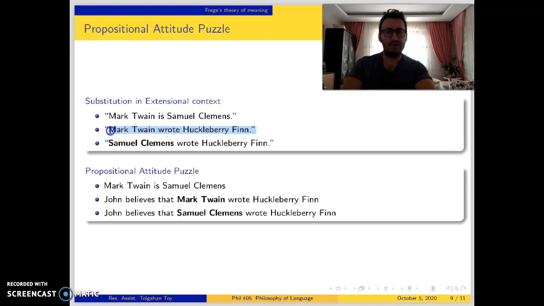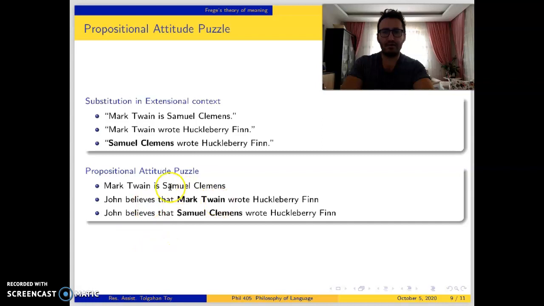So the reference of this sentence, which is its truth value, suppose this is a true sentence: Mark Twain wrote Huckleberry Finn. Reference of this sentence depends on the reference of its parts, like the reference of Mark Twain. Since reference of Mark Twain and Samuel Clemens is the same, as they are co-referential terms, then Samuel Clemens can be substituted for Mark Twain, as it is in this third sentence. So, since this sentence is true, then the reference of this one must be true as well. And that's the case. If this sentence is true, that sentence is true as well. So we are not having any problem with the compositionality of reference and Leibniz's law in an extensional context.